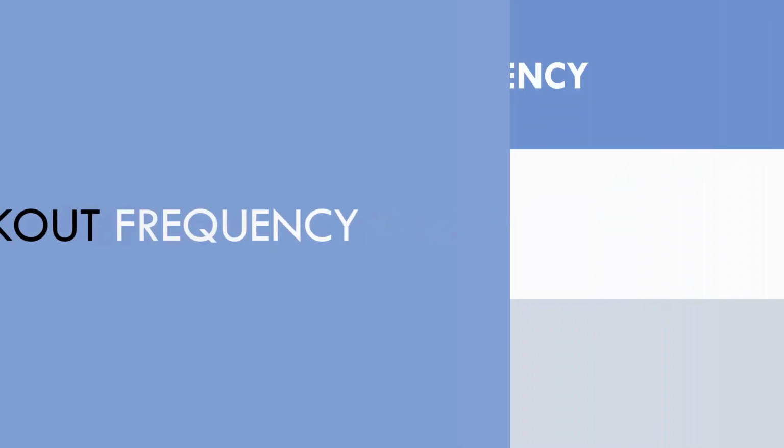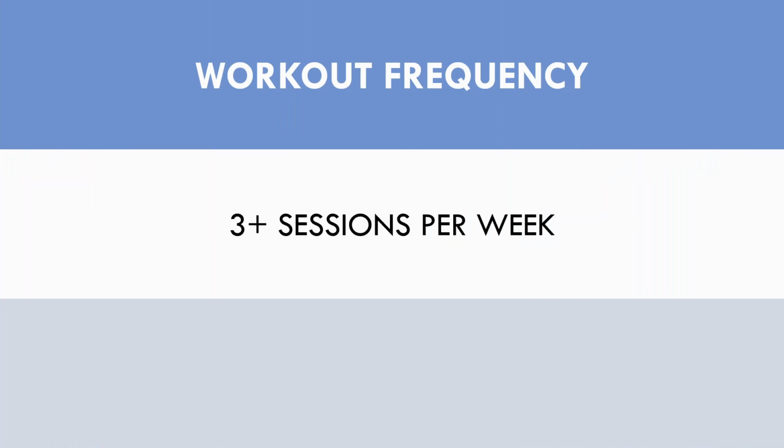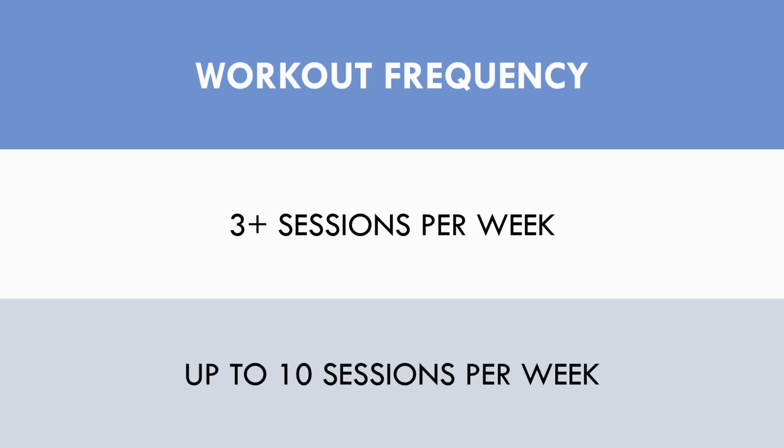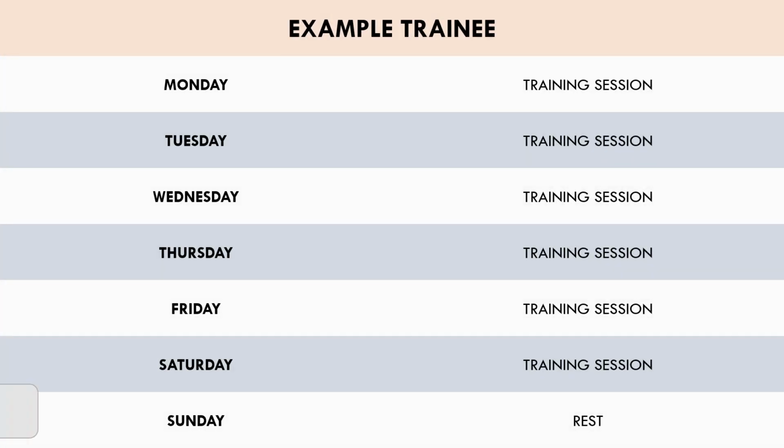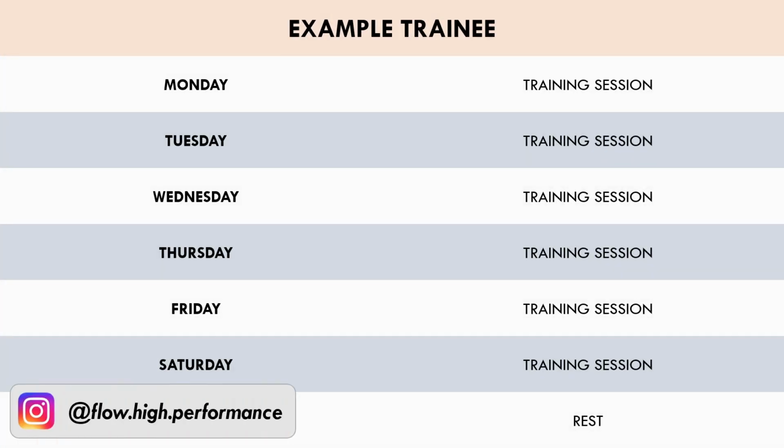For weightlifting training, at least 3 days per week are probably required to make significant progress, and up to 10 sessions per week can benefit some athletes. Let's use an example athlete and have them train 6 days per week for the sake of this video. So we can see here that the training sessions will be performed every day except for Sunday.